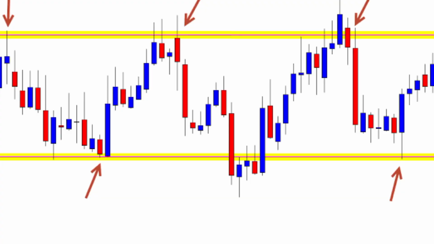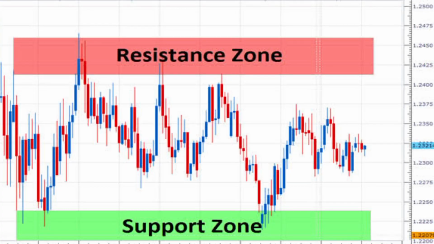For example, this is a ranging market. When you see a market moving up and down within a particular box, going up and down, once it reaches the resistance, once it reaches the support, it resists.